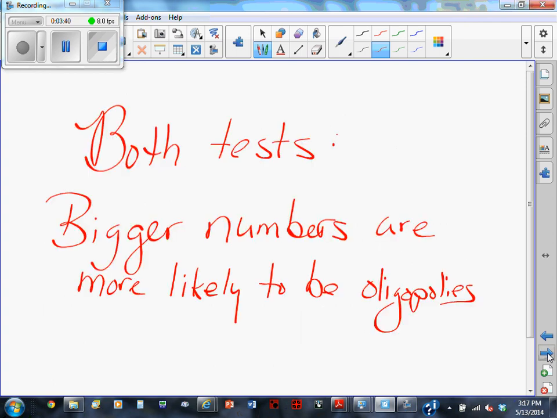So for both tests, bigger numbers are more likely to be oligopolies. And that's probably the question you're going to encounter. You're probably going to be asked to add together a 4-firm concentration ratio and interpret the results. Remember, 40 is your divider line. Or you might be given a series of Herfindahl indices and be asked to decide which one is most likely to be a monopolistic competitor or which one is most likely to be an oligopoly. Remember, bigger, oligopoly; smaller, competitive.